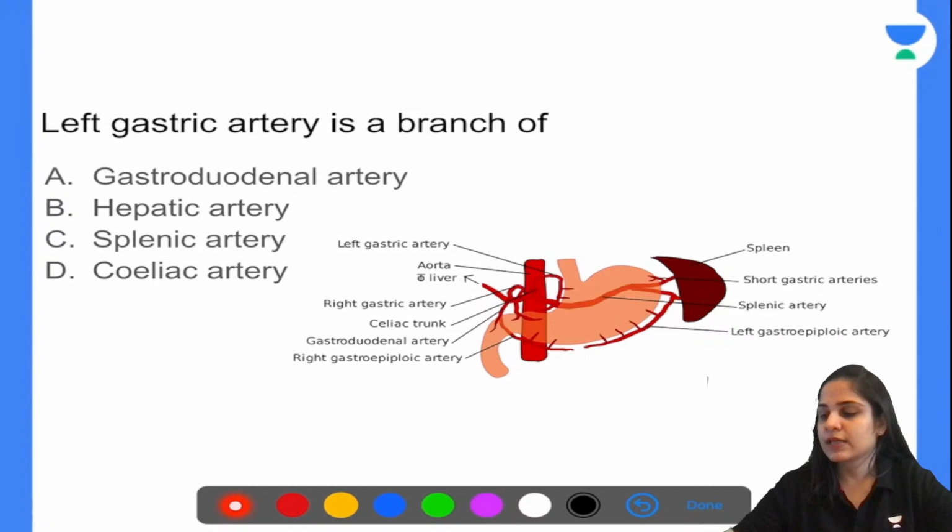So let me give you the answer. The left gastric artery is a branch of the celiac artery. And where is the celiac artery coming from? Celiac artery is coming from the aorta.